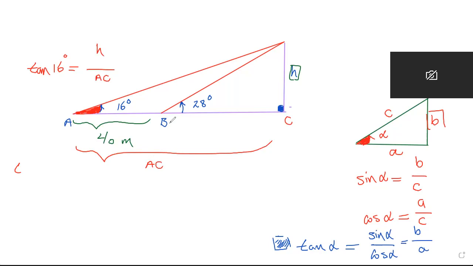Now, also look at this one. Look at this angle. This angle is 28 degrees. How do you define the tangent of 28 degrees? The opposite length over the adjacent edge. And what is that? We call that BC. Am I right?